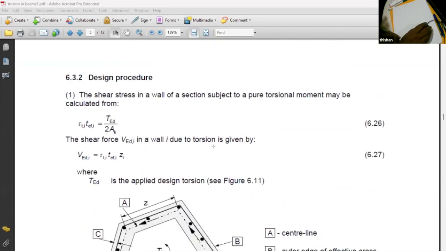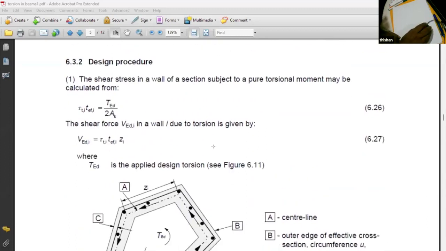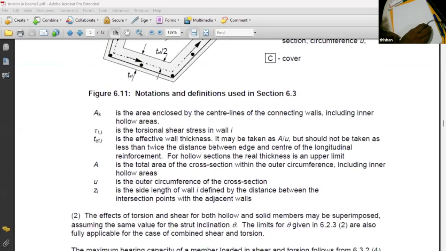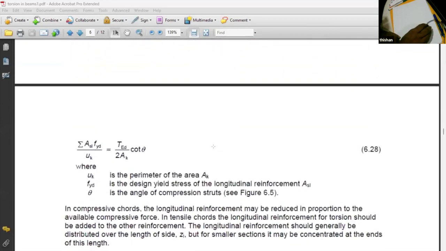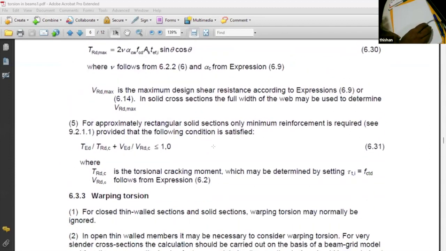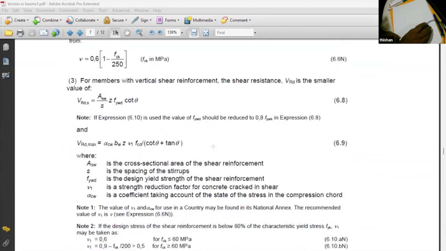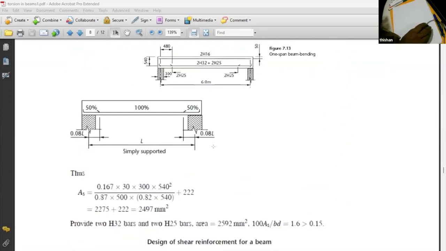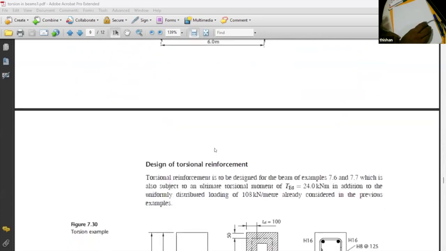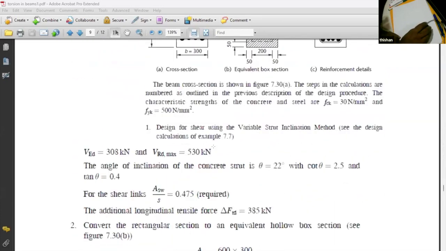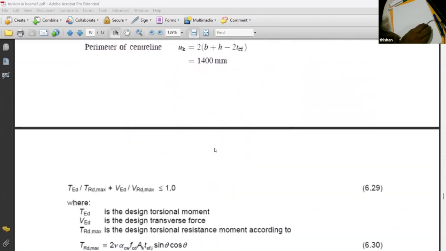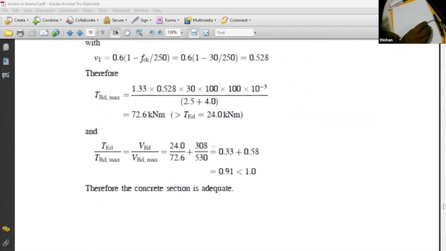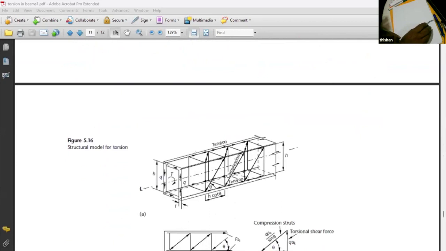And these are extracts from the code. The code gives this diagram, and I'll use the diagram that is available in the notes before I move on to the white sheet. Here you are. This is how the torsional shear flows.